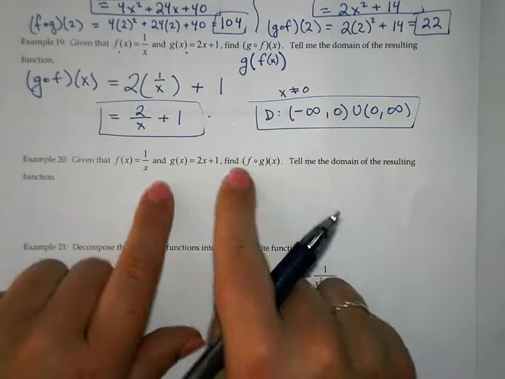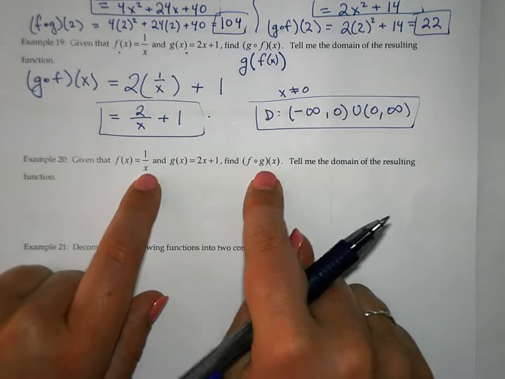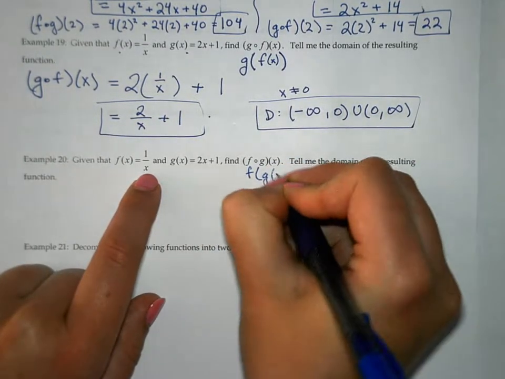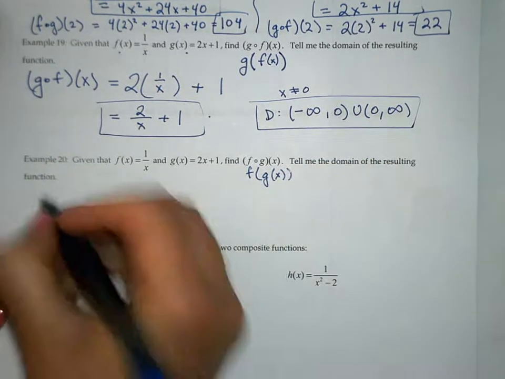This one beneath it here is actually the same two functions, but now we're going to do the reverse. We're going to say what's f of g. So again, that's f on the outside, g on the inside.